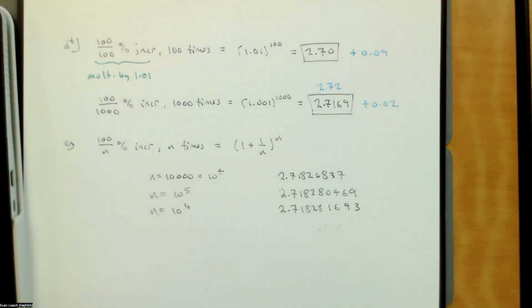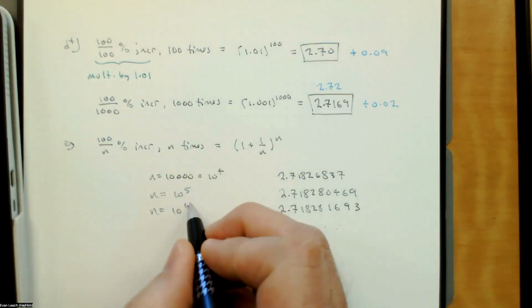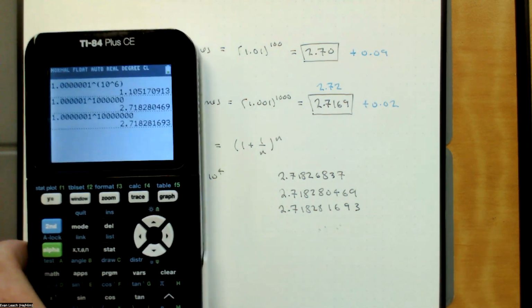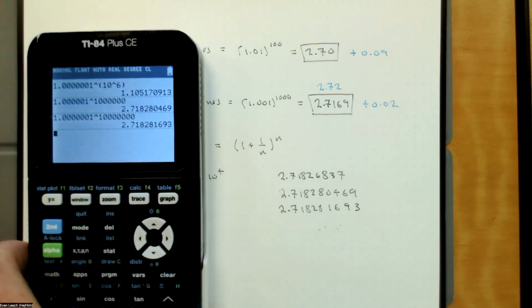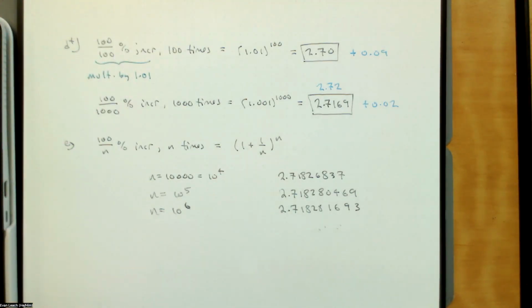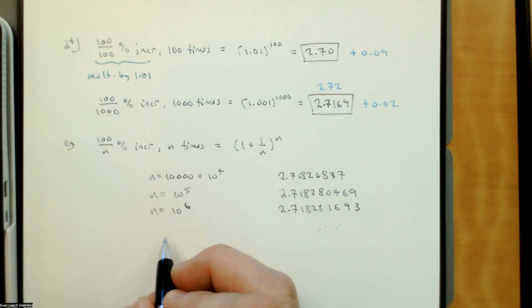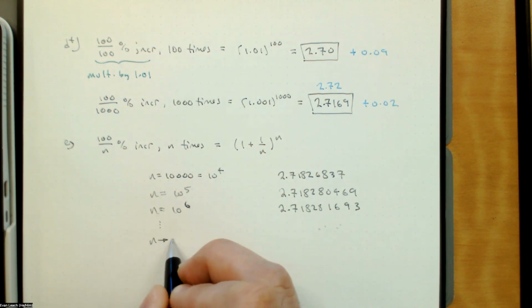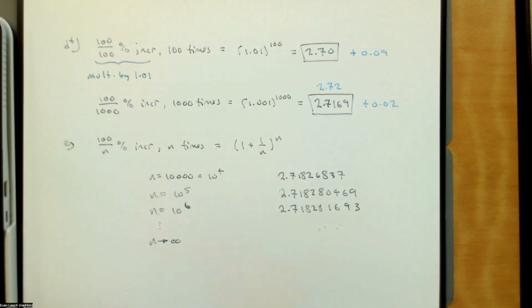So as n increases, we see this number leveling off. More digits are locking into place. It looks like this 2.71828. It looks like those digits are locked in place. And as we go up, it looks like we're approaching something. So we're interested in what happens as n goes to infinity. And that's when we get to e.